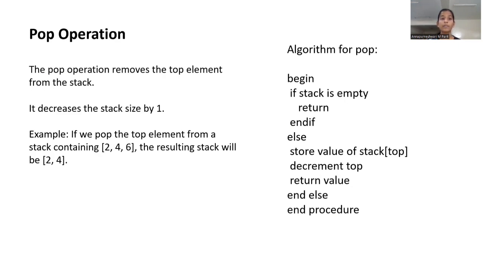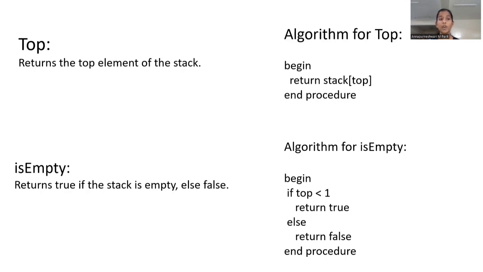Second operation is pop. It removes the top element from the stack and it decreases the size by 1. For example, if we pop the top element from a stack containing 2, 4, 6, the resulting stack will be 2, 4. And this is the algorithm of pop. The next operation is top, which returns the top element of the stack, and this is the algorithm. And the next operation is empty. It returns true if the stack is empty, or else it will return false.